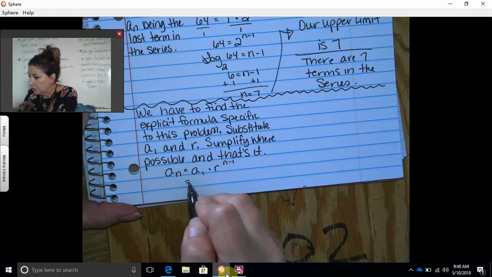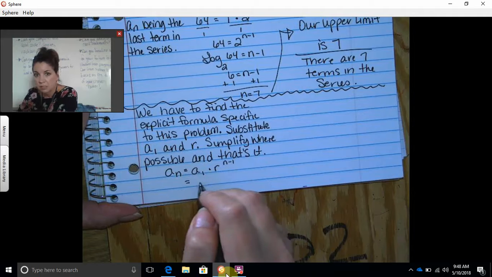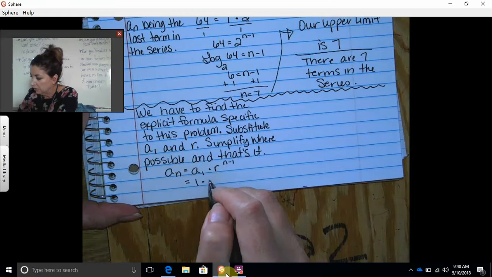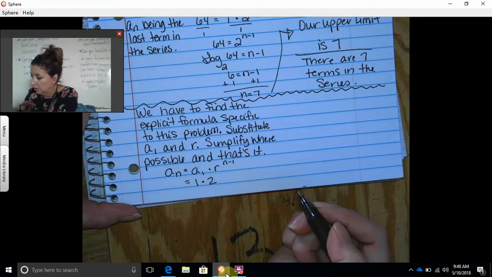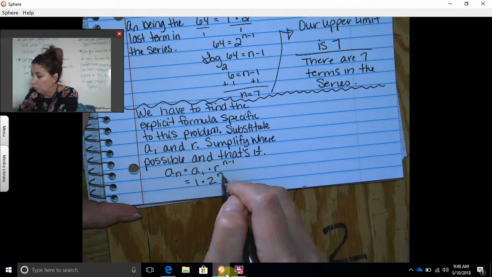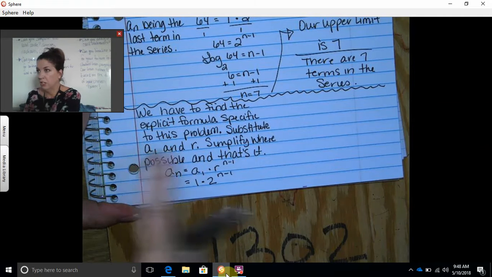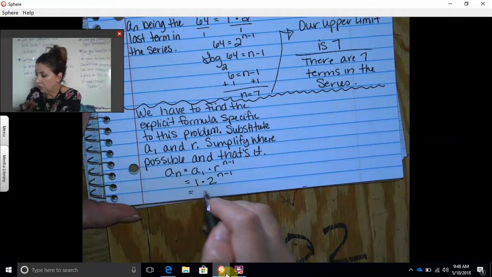So our first term is what? Oh, sorry. 1 times 2 raised, I am slowing down, raised to the, but we're not plugging anything in for n, okay? We're just leaving n minus 1. We're only substituting in a sub 1 and r. Do I need that 1 there? No. So basically we just have 2 raised to the n minus 1.